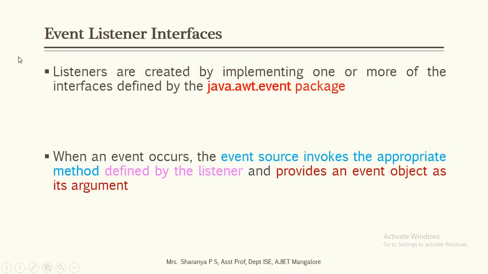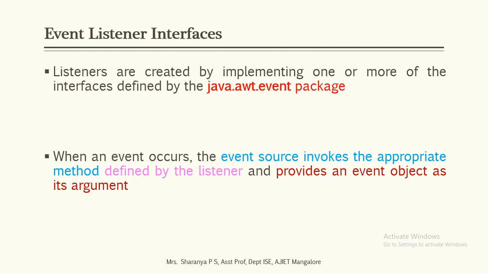Here, first thing, what is meant by an event listener interface? In the previous session, I defined what is a source and what is a listener. These are the major responsible objects in order to handle an event. Sources are the objects which are responsible for generating the events, like a button. And the listeners are the objects responsible for managing the events.